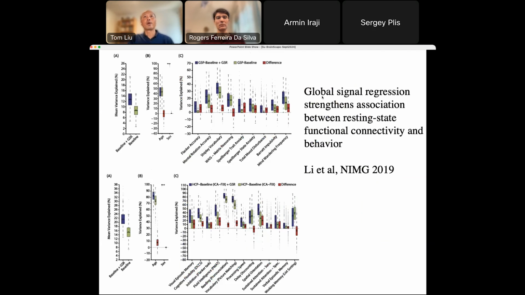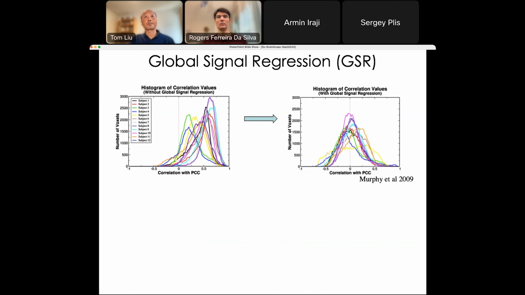One of the advantages of doing things like global signal regression is, for example, if you're looking at the association between functional connectivity and behavior, this paper found that if you did global signal regression, you'd get a much stronger association, much more variance explained, versus when you don't do global signal regression. So it does seem to clean up the data quite a bit for studies.